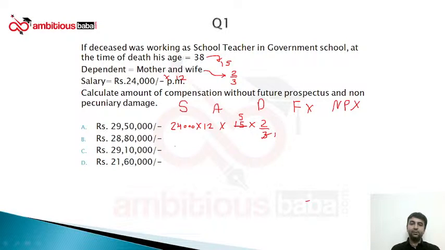Okay, so let us do the calculation. What all things are left? 24,000 multiply by 12 multiply by 5 2s are 10. Simple. So the answer of this question will be 28 lakhs 88,000. So the answer is B. Correct? Okay, so many of you have answered it correctly. I think you got it.